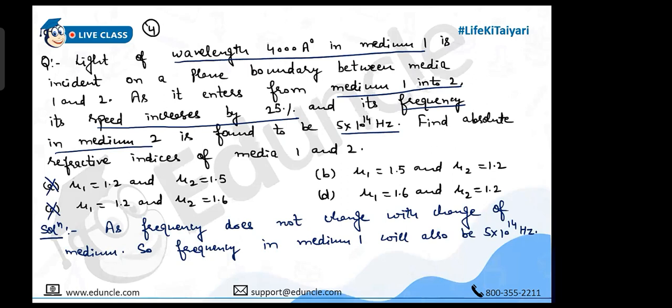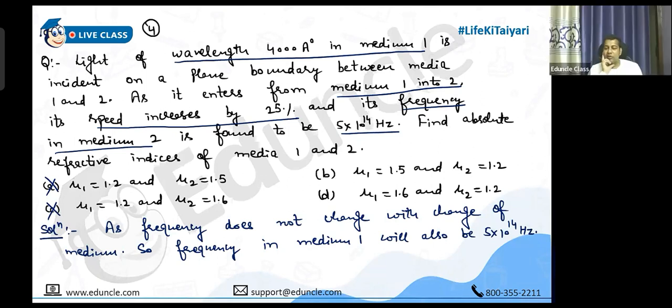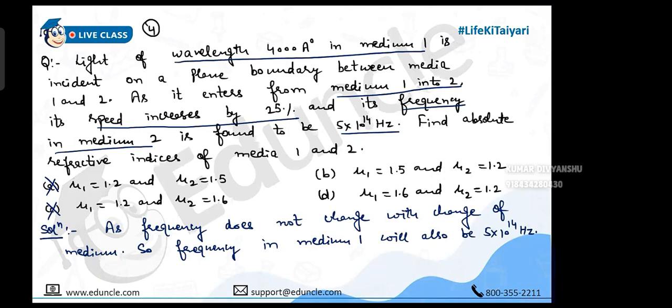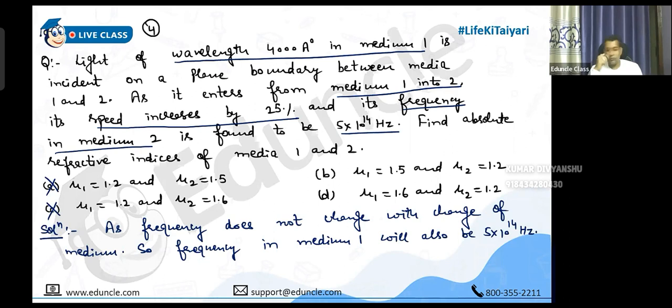1 mu 2 is equal to v1, that is velocity in medium 1 by velocity in medium 2, and velocity in medium 1 is v. Yeah, that way also it is fine. So you are getting the relation between mu1 and mu2, and then taking the option. Yeah, that is also fine.